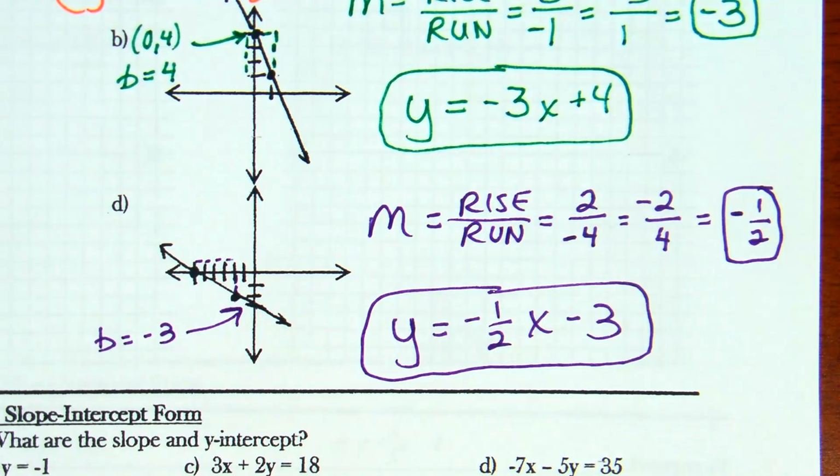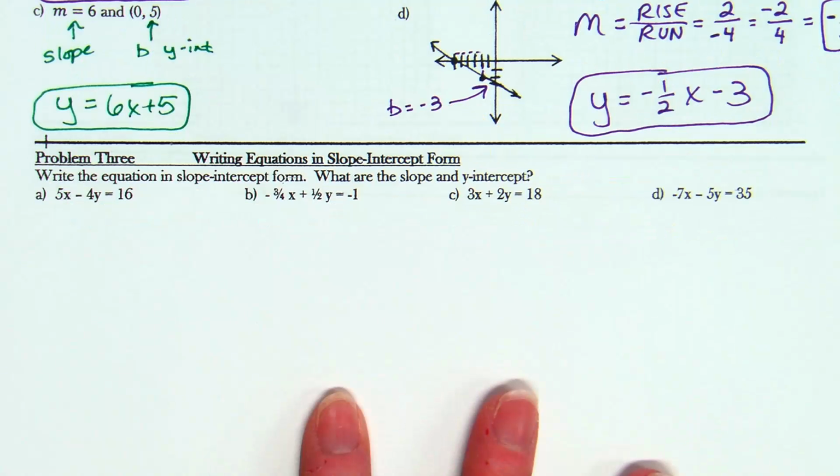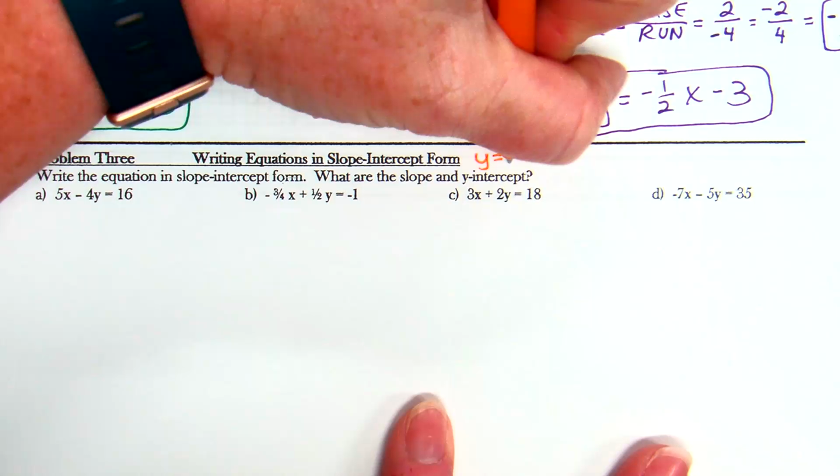Okay. I know I'm running out of time here, but a couple more things I want to show you. And I am going to ask you to do the homework for tomorrow, okay? So, problem 3 is writing equations in slope-intercept form. Remind me again, what's slope-intercept form? y equals mx plus b.